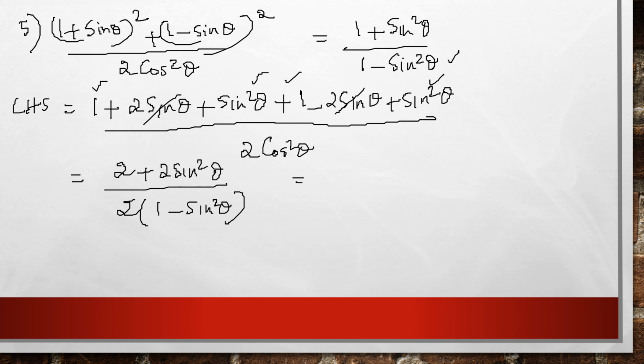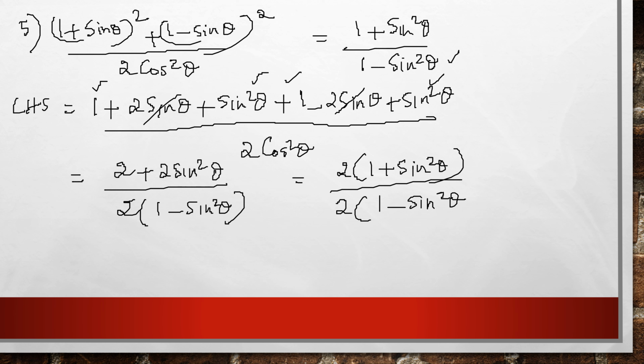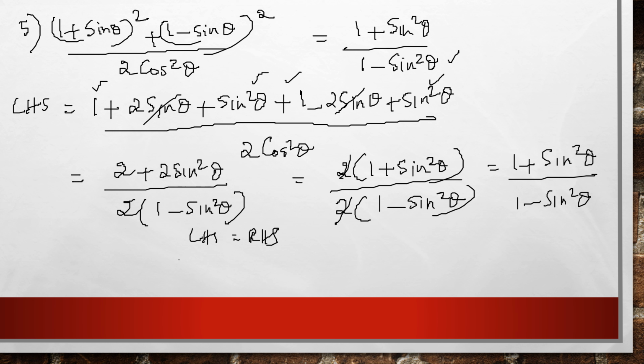And now in the numerator we have a 2 common factor, so take it outside. So 2 into (1 plus sine square theta), and in the denominator we have 2 into (1 minus sine square theta). So 2 and 2 cancel and we get the RHS, 1 plus sine square theta by 1 minus sine square theta. So we can say LHS equal to RHS, hence proved.